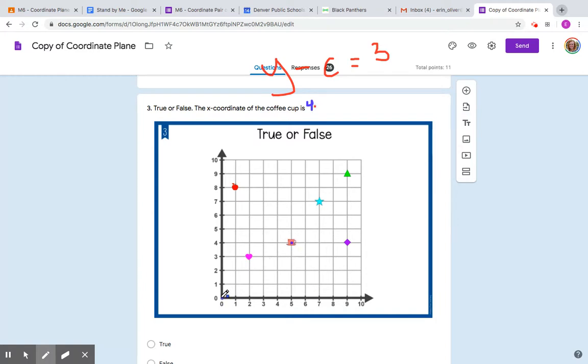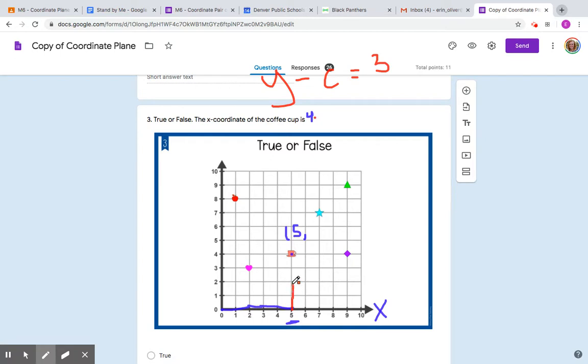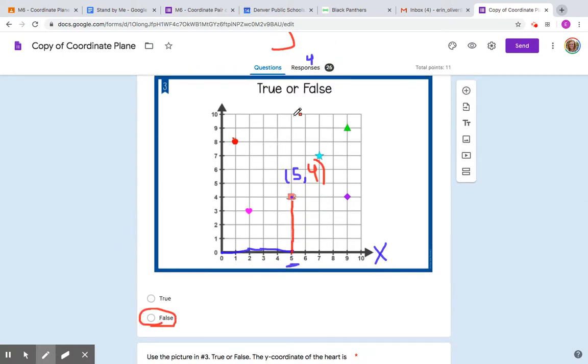Now, I'm going to start at my origin, move 1, 2, 3, 4, 5. I moved to the right 5. So my x-coordinate, where I hit on the x-axis, is 5. And if I go up 1, 2, 3, 4. So my y-coordinate is 4. So this answer is false. My y-coordinate, where I hit on my y-axis, is 4. But my x-coordinate, or where I hit the x-axis, is 5.